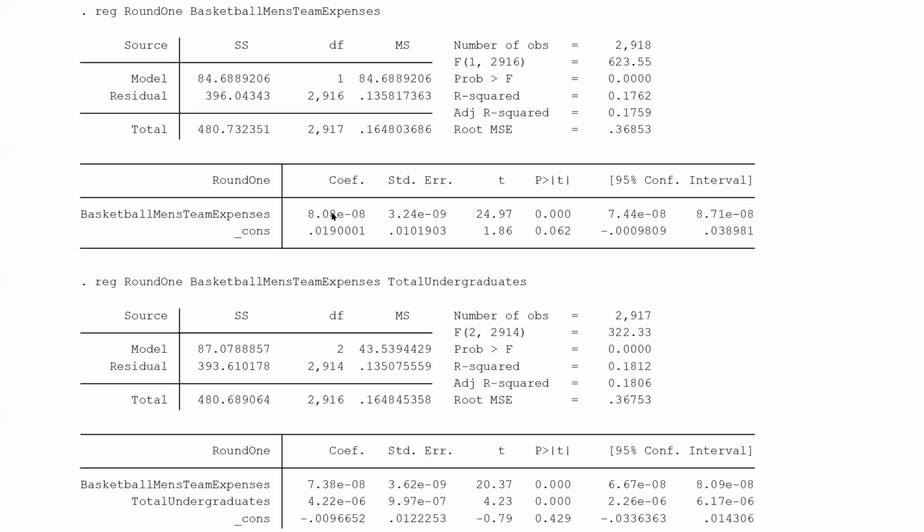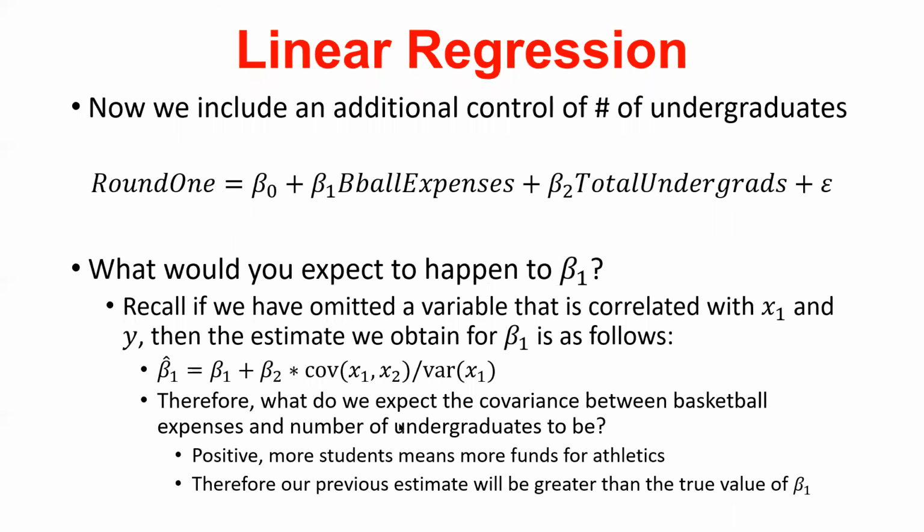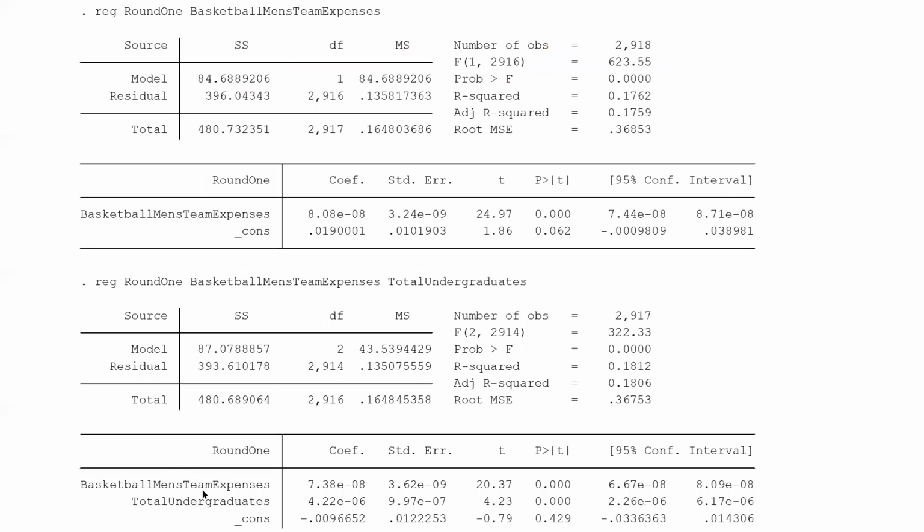But for now, here's our coefficient. We then included total number of undergraduates. That estimate fell a little bit, got a little bit smaller. That makes sense because before it was giving me the true relationship plus this bias term. But once I included total number of undergraduates, it eliminated that bias. So for both of these variables, it looks like they have a positive effect.